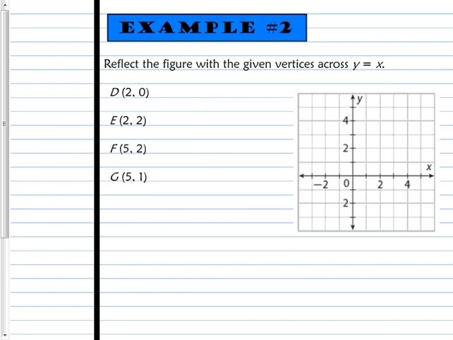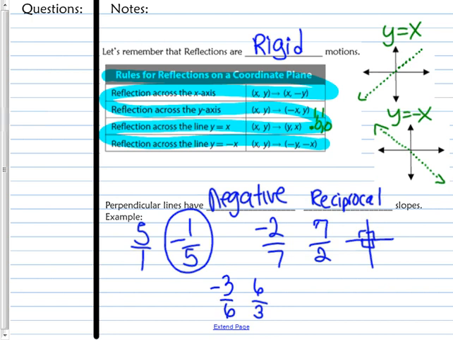Okay, this is a reflection that we should feel very comfortable with. They already gave us the points. We're going to reflect the figure with the given vertices across y equals x. Looking back at the notes that maybe you highlighted, when we're reflecting across y equals x, we are simply switching the points around.